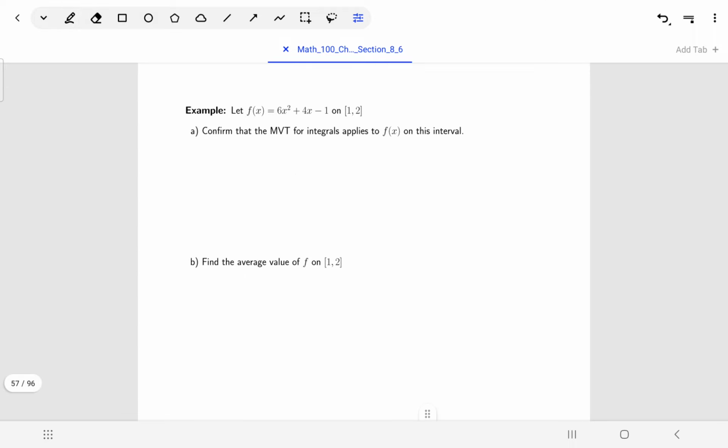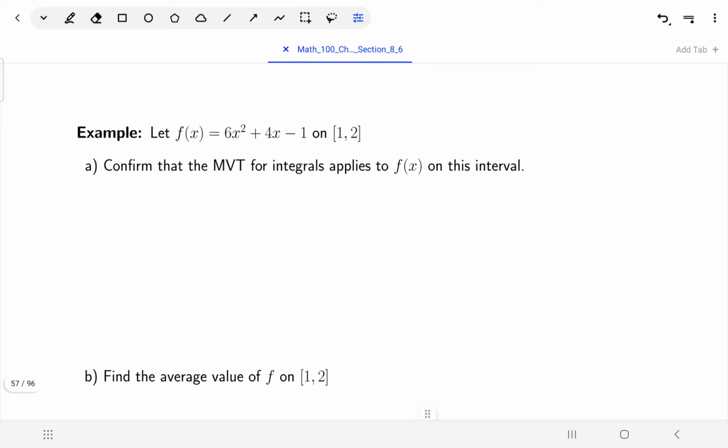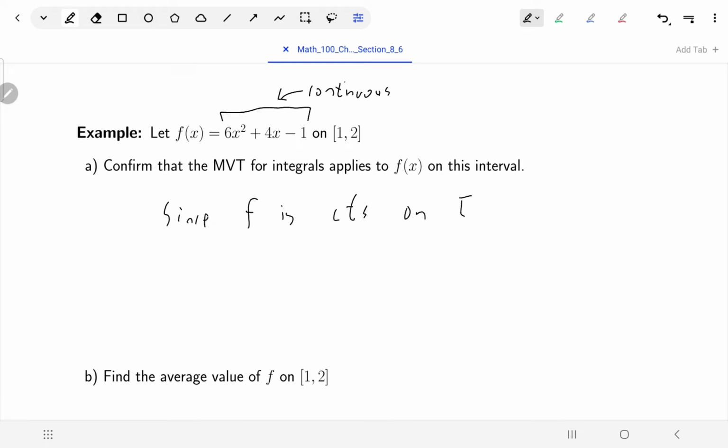So let's see this in action. First off, we've got this function, and it's defined on that interval from 1 to 2. And f of x is a polynomial, so definitely it is continuous on that interval, but in fact it's continuous on every interval. So I can say that since f is continuous on that interval from 1 to 2, then the mean value theorem applies.